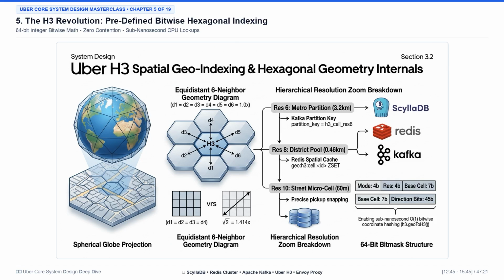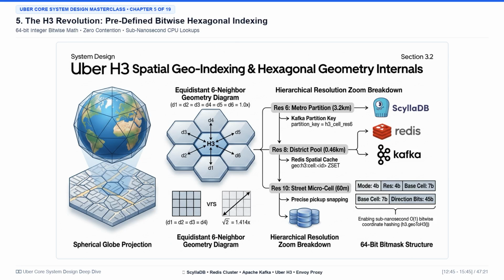Like physically inside the processor. Yes. It's a calculation that a modern CPU can execute in a single clock cycle. We're talking nanoseconds. It takes that GPS point, runs the math, and instantly spits out a 64-bit integer. That single string of 64 bits uniquely represents the exact hexagon that car is sitting in on the planet. So it's not looking at a map at all. Not at all. It's just solving a math problem that instantly tells it where on the honeycomb the car is located.